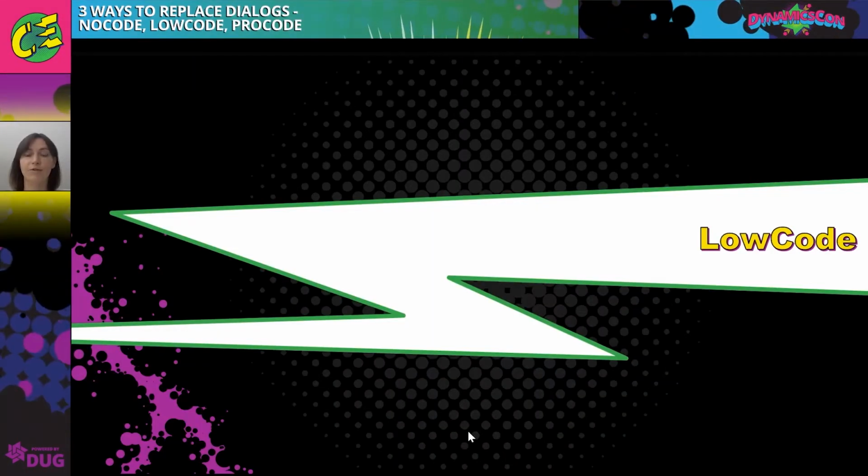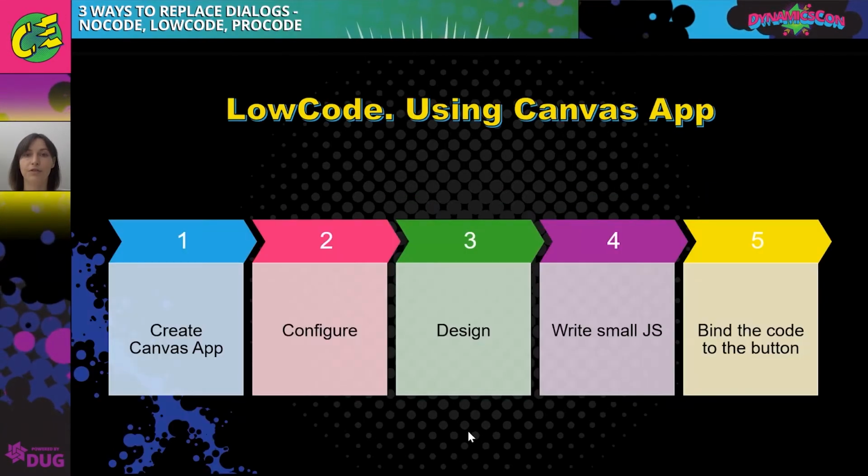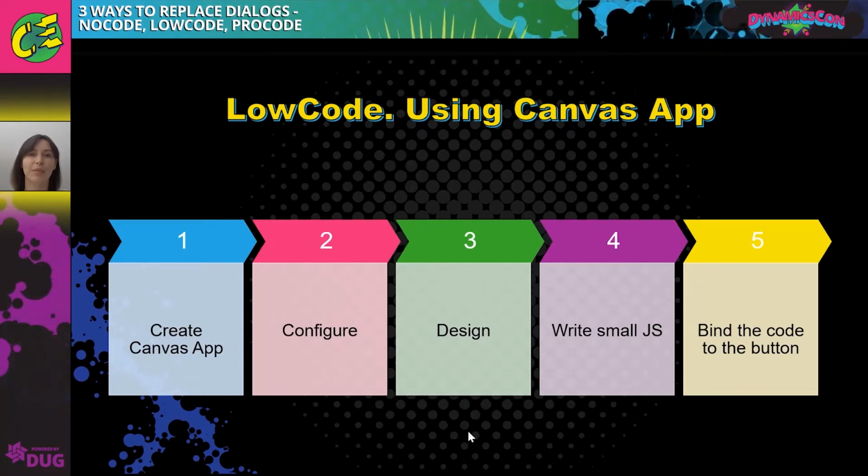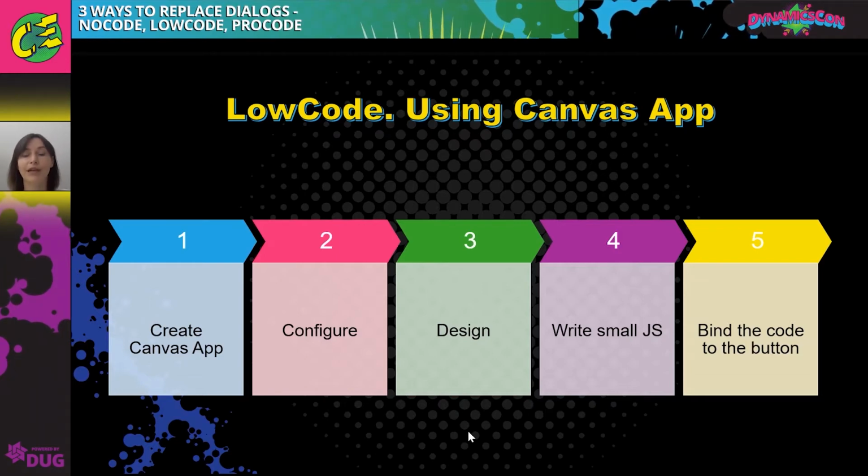Let's talk about how to replace a dialog with LowCode. To do so, you will need to use a Canvas app. So create a Canvas app, configure and design. I will show you this in my demo. And Andrew a little bit later will show you how to write a small JavaScript and bind the code to the button, so you'd be able to use your Canvas app directly from a lead form. And let's go ahead and jump into a demo.